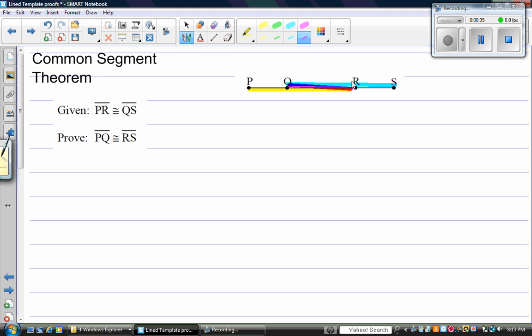So if we were to take that QR and remove it from both parts, we'd end up with PQ and RS, two new segments, which would be congruent to one another. In order to do this, we're going to have to use the addition property and segment addition postulate. We'll start off with PR congruent to QS.